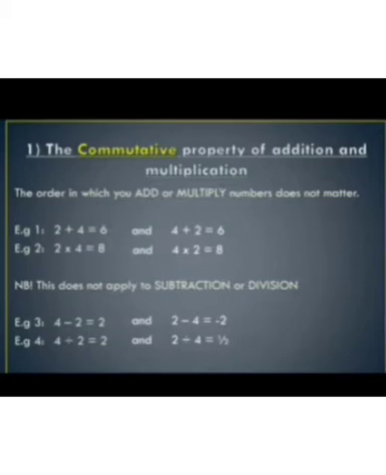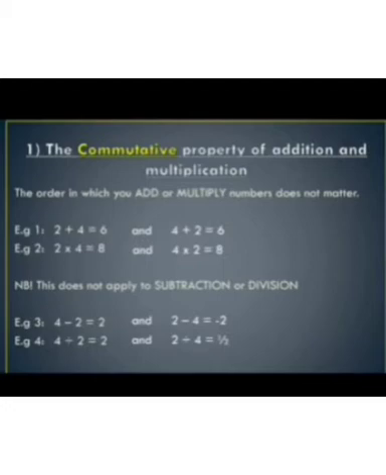Similarly, in case of multiplication, if we multiply 2 by 4, we get 8. Similarly, if we multiply 4 by 2, we get 8. This means the product of two whole numbers remains the same if the order of the numbers is changed.